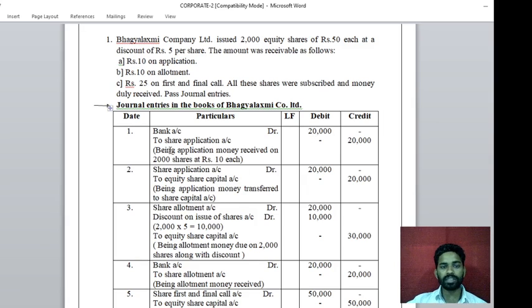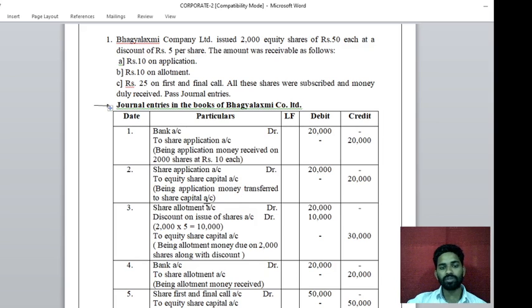What's the narration? Being application money received on 2,000 shares at rupees 10 each. Now what will be the entry for transfer? Share application account debit rupees 20,000 to equity share capital account credit rupees 20,000, being application money transferred to share capital account.